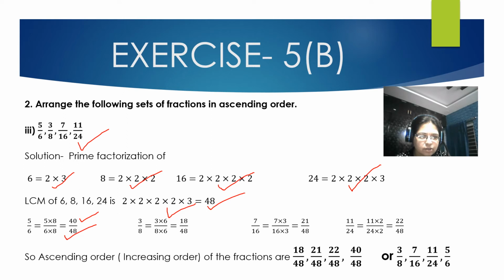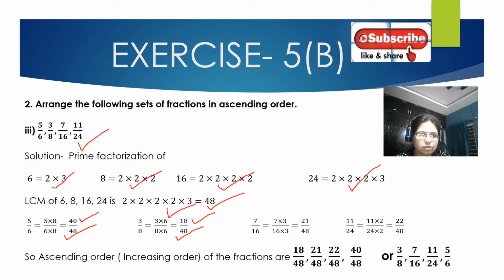Now we have to convert 3 divided by 8 into an equivalent fraction, equating the denominator to the LCM. That is, denominator 8 multiplied by 6 is 48. So we have to multiply the same number 6 with both numerator and denominator. So multiplying numerator 3 by 6, we get 18, and multiplying denominator 8 by 6, we get 48. So 3 divided by 8 and 18 divided by 48 are both equivalent fractions.